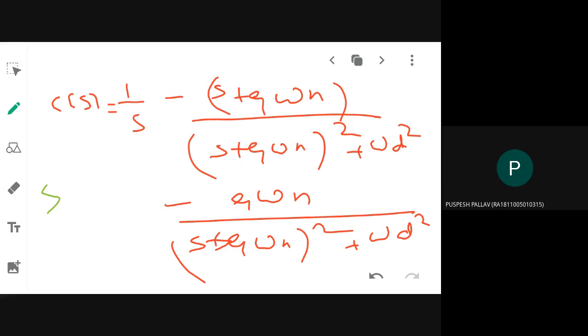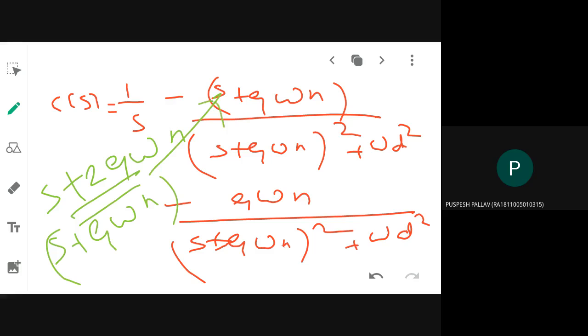So I am going to separate. Originally I was having s plus 2 zeta omega n in the numerator, no? Just I am separating that into s plus zeta omega n like this. Okay. And then what is remaining out? 1 zeta omega n will be remaining. So I am separating the single term into two terms and I am rewriting the equation. That's all I have done.